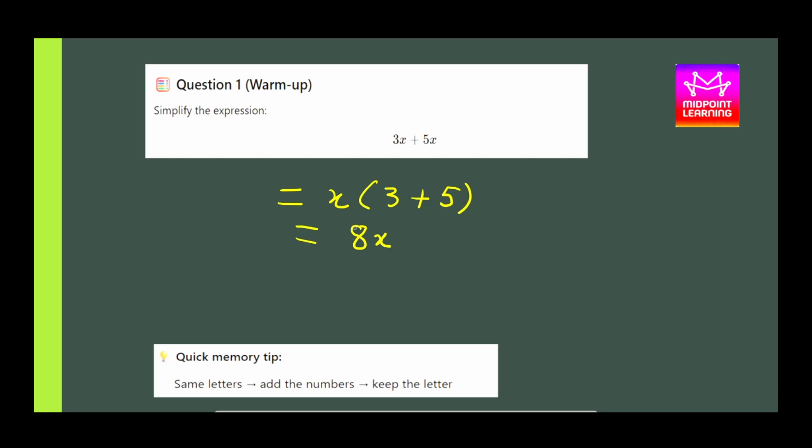So what is the quick tip here? The quick tip is: if same letters are in the terms in a question, you need to add the numbers and then keep the letter, right? So here we added 3 and 5 together and then we kept x, right? Next question.